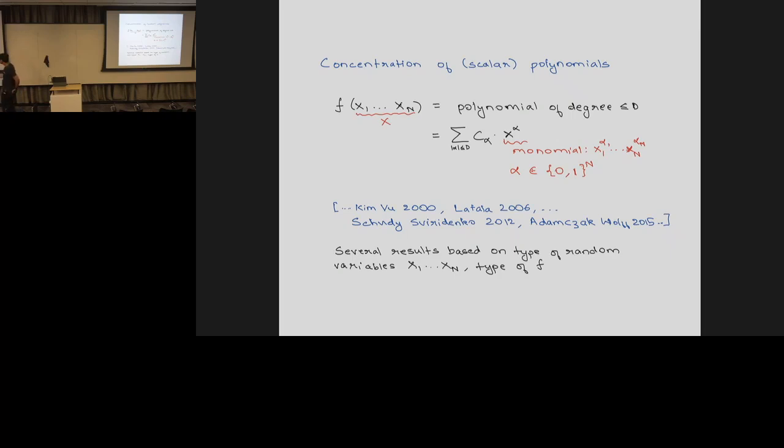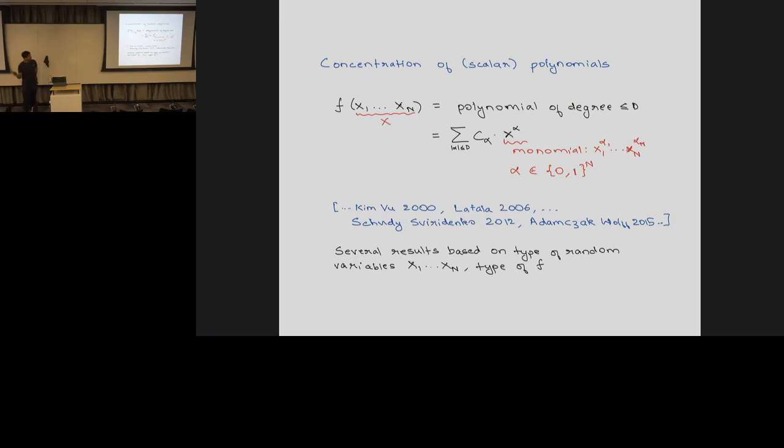There's work of Kim and Wu, which uses some sort of martingale arguments. There's work of Latala, Schudy and Spiridenko, Adam, Jack, and Wolf, which uses some Poincare inequality. So there are lots of results. Each of them applies to maybe a different collection, not necessarily independent. These results are more general, and they give you concentration results based on the properties of the polynomial, etc.